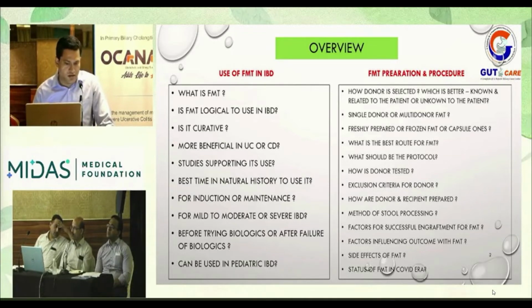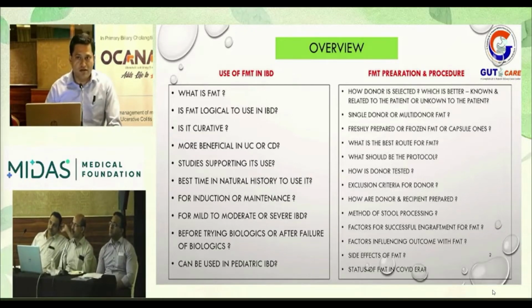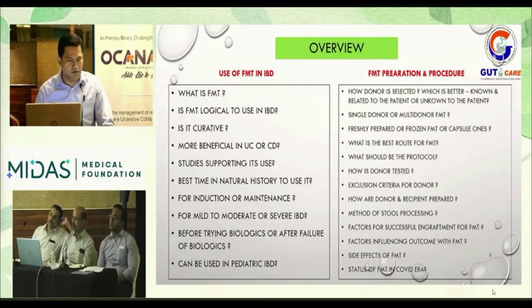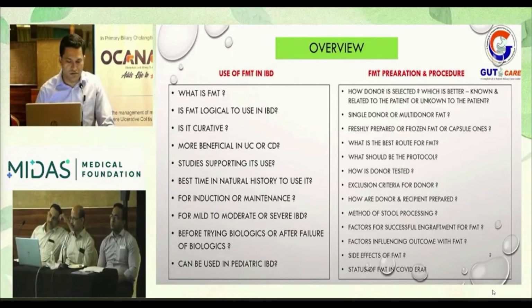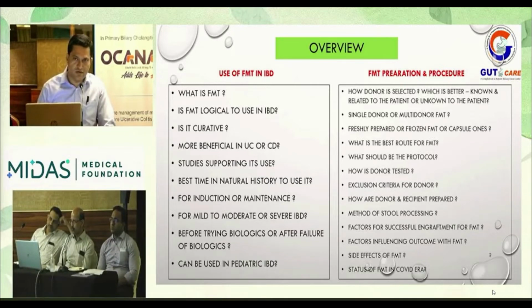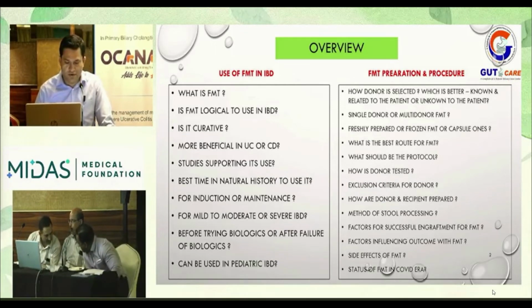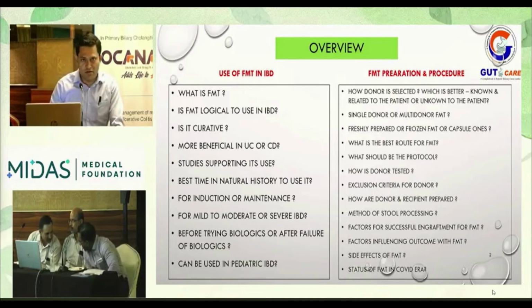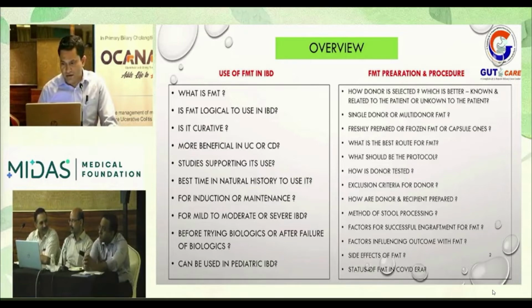So in the first section, we will see what is FMT, whether it is logical to use FMT in IBD, whether it is a curative one, whether it is more beneficial in ulcerative colitis or Crohn's disease. Are there any studies supporting its use, Western and Indian? And what is the best time in natural history to use it? Whether it should be used for induction or maintenance of remission, whether we should use it for mild to moderate or severe IBD, whether we should try it before biologics or after failure of biologics, and whether it can be used in pediatric IBD.